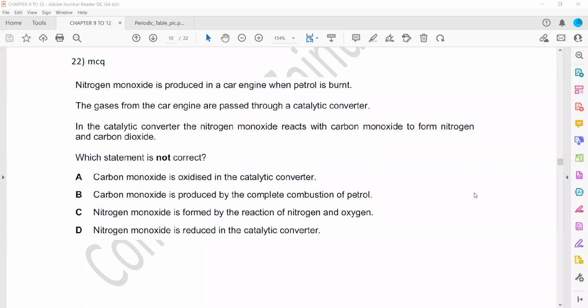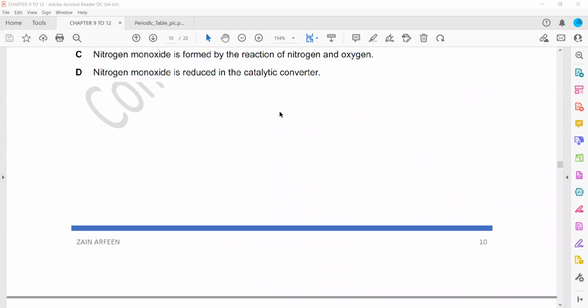The continuation of this test from topic 9 to 12.